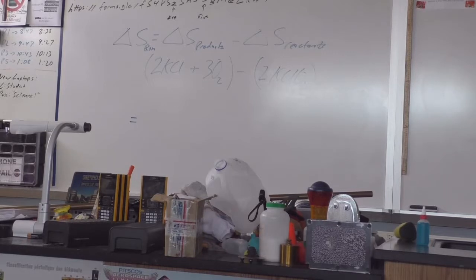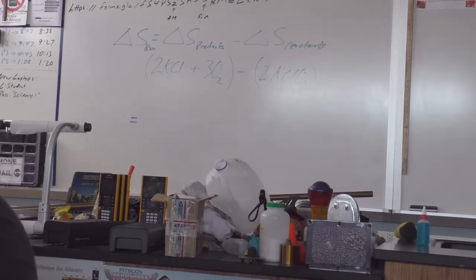Anyone still having a little trouble moving forward? Yeah. Okay. So what? I didn't multiply. Okay, so 2 times 143. Okay, 143 is reactant, products minus reactant.